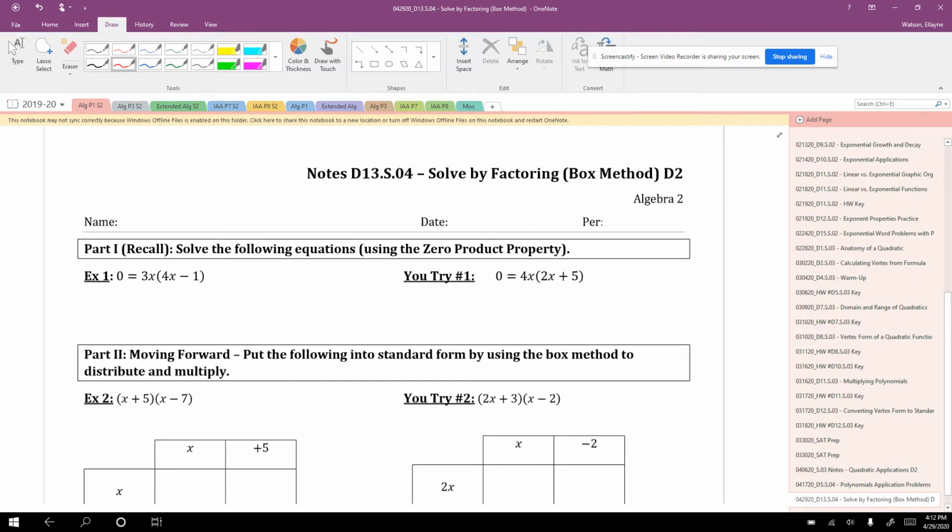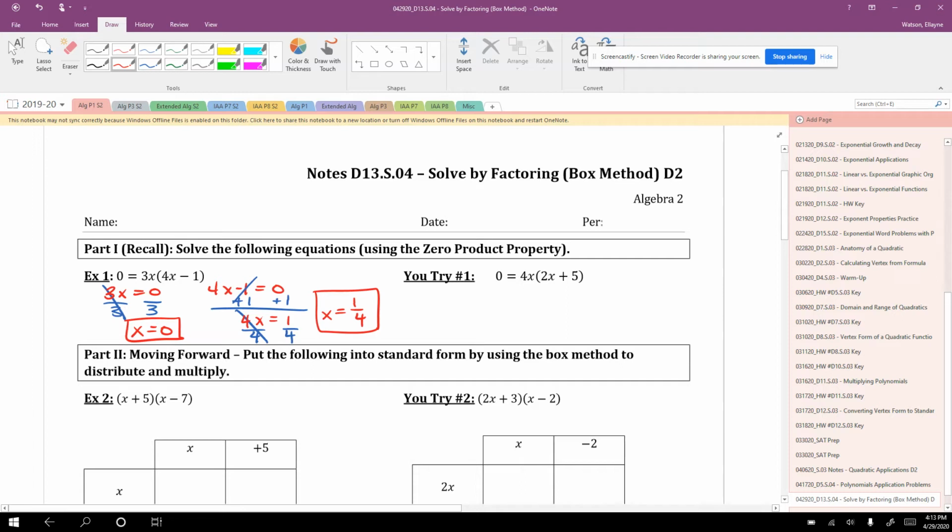So what we do is we take these two, we set 3x equal to zero. And we take 4x minus 1 and we set it equal to 0. Solve both of these for x, and you're going to get x is equal to 0. Do the same thing over here. Get x by itself, and you're going to get x is equal to 1/4. So two answers on this, okay? Both are correct answers. And if you only give one of them, then it's not fully correct.